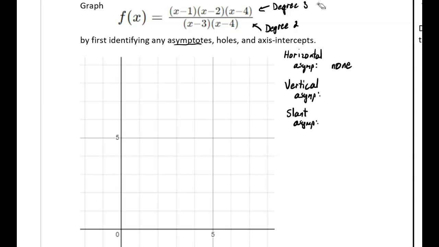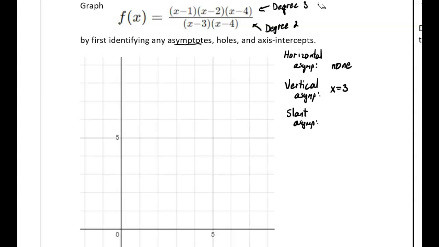Now, vertical asymptotes. They are found by looking at any zeros of the denominator, because those are restricted values, values that x cannot equal because it would create an undefined situation. Because the denominator is already factored, it's pretty quick to find its zeros. One of the zeros is 3. So a vertical asymptote is the vertical line x equals 3.